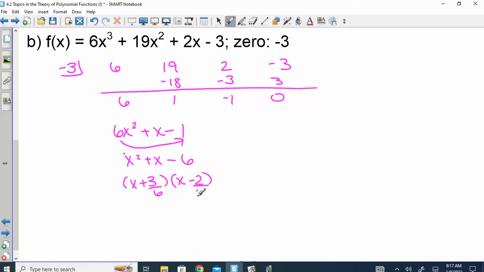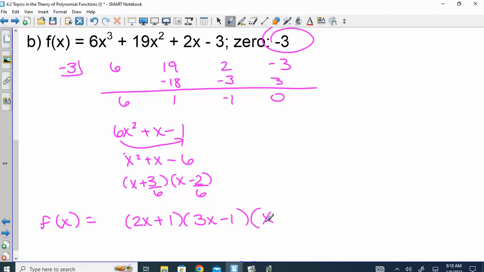Well, we have to divide by 6. So you get 2x plus 1, 3x minus 1. Okay, we're going for the factored form. You forgot your negative 3. Yes, so negative 3 is a 0. What other factor do we have? x plus 3. All right, we're good.